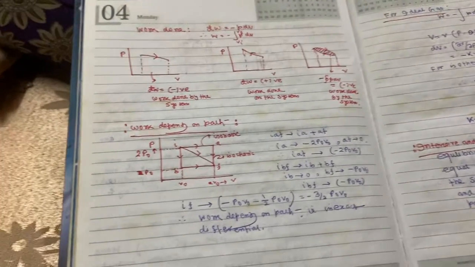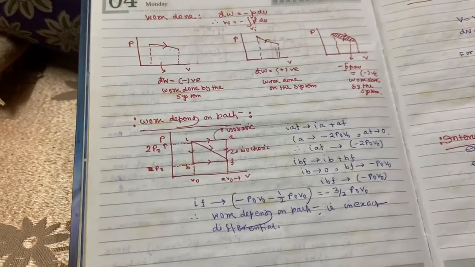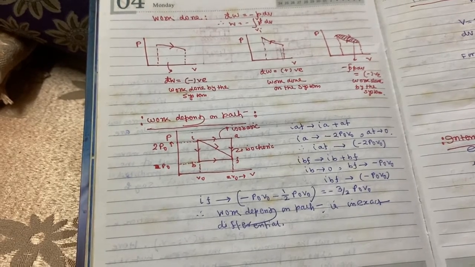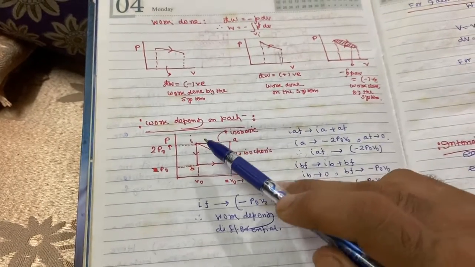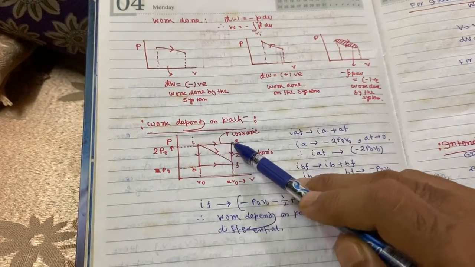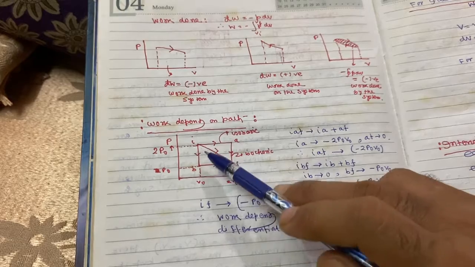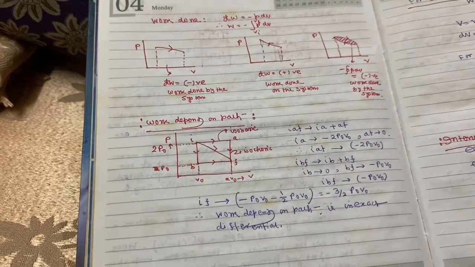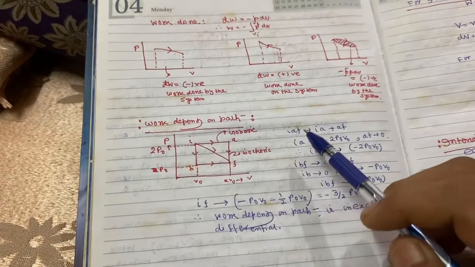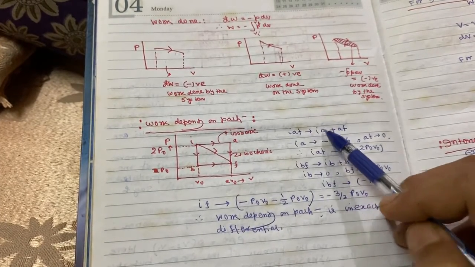Now work depends on path. This is a simple example. We are going from initial state to final state. The paths are I, A, F, I, B, F and I to F. Three paths are possible. For I, A, F, the paths are I, A plus A, F.